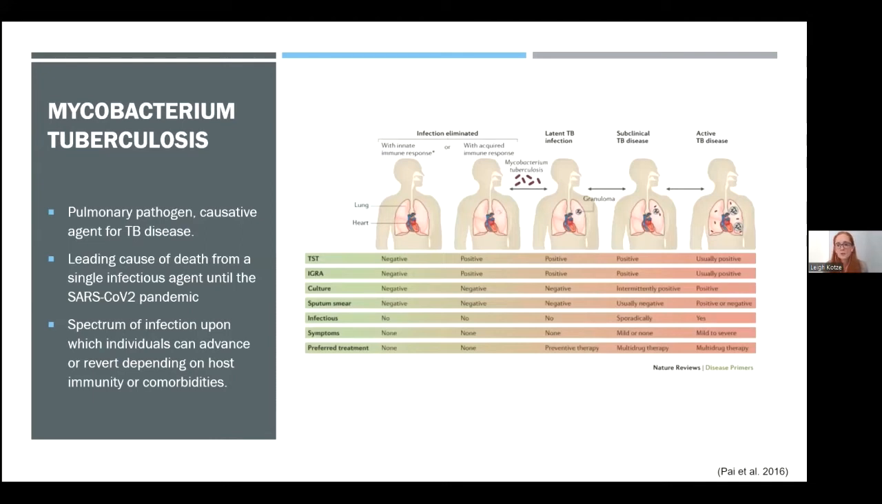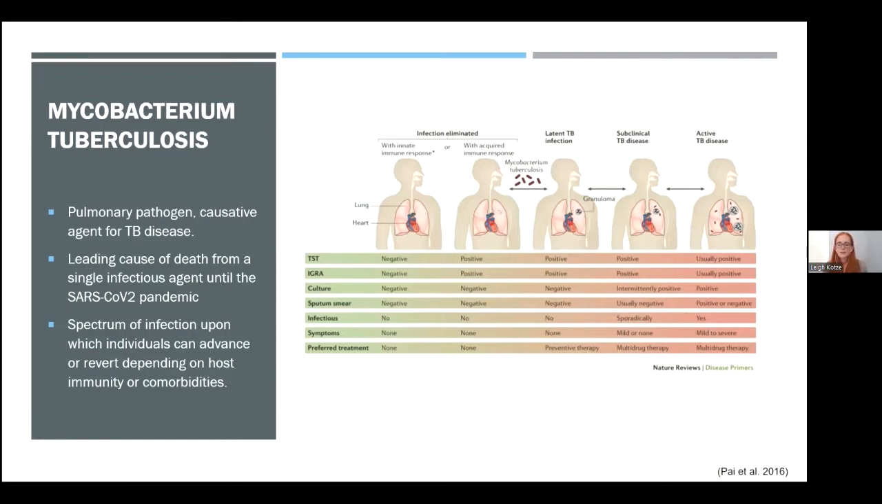about Mycobacterium tuberculosis. This is a pulmonary pathogen and is the causative agent for active TB disease. And until recently, it was the leading cause of death from a single infectious agent until we were unfortunate enough to have the SARS-CoV-2 pandemic. And this is a very interesting pathogen. It has eluded us for many, many decades and even centuries.